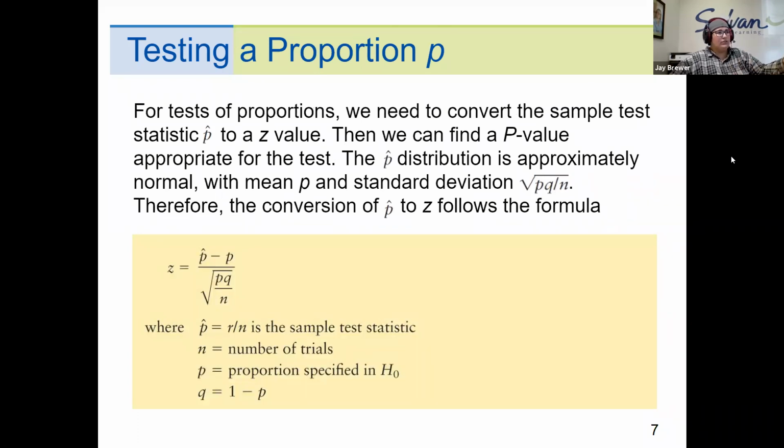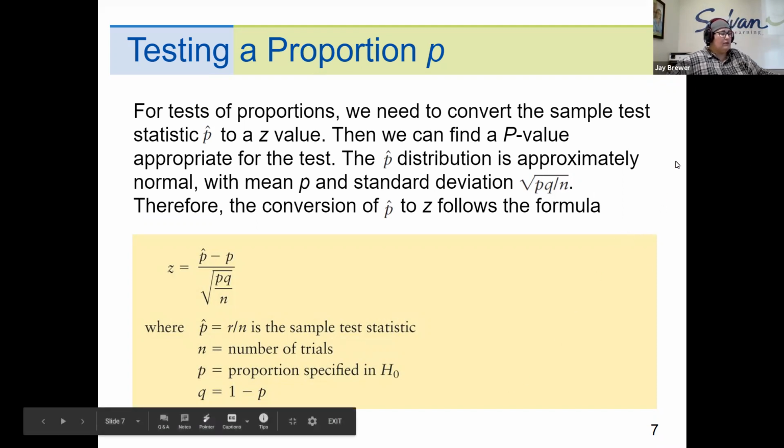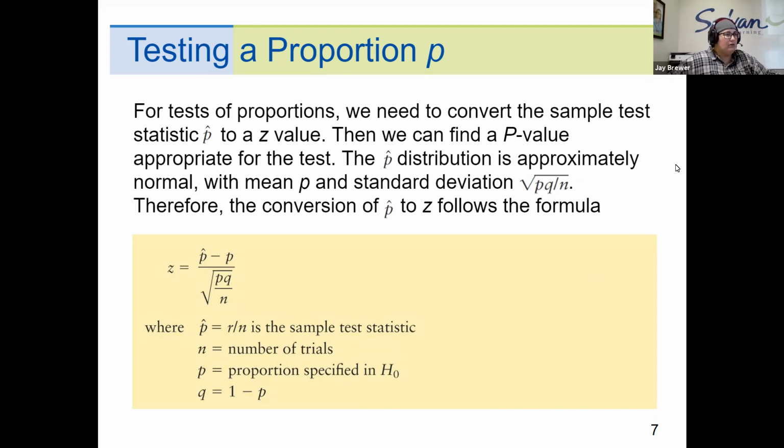For a test of proportions, we need to convert the sample test statistic p hat to a z value. Then we can find a p-value appropriate for the test. The p-hat distribution is approximately normal with mean p and standard deviation given as the square root of pq divided by n. Therefore, the conversion of p-hat to z follows the formula. So go ahead and pause the video so you can take that down. The more you write this stuff, the better you will be.